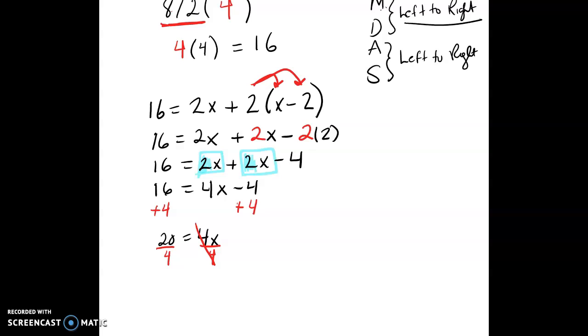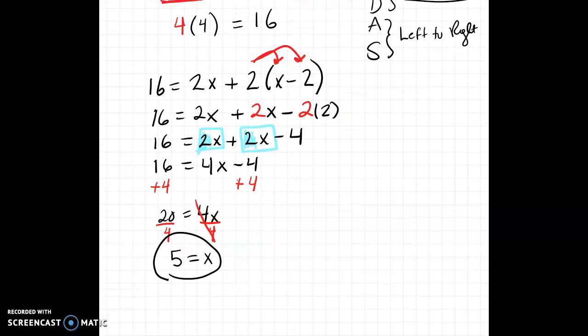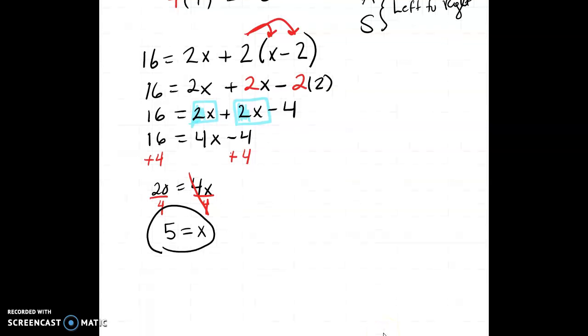4 divided by 4 is 1, so I'll be left with 1x on the right side. And 20 divided by 4 is 5. So I end up with the answer x is equal to 5. So this one was looking to find the value for x.